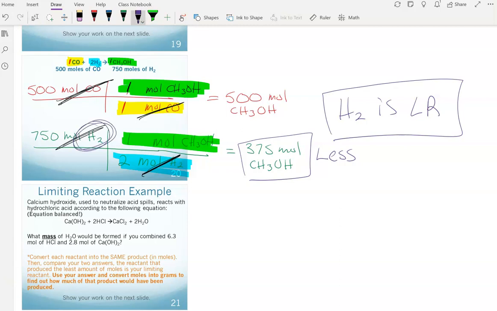H2 is the limiting reactant because this is making less product in comparison to the CO. So theoretically, this is the most product I could make because the H2 would be used up first, and then we would have leftover CO. So theoretically, this is the most product I could make if I was given these amounts of reactants, and therefore H2 is the limiting reactant, right? Reactants are on the left-hand side of the equation. H2 would limit how much product we would make.